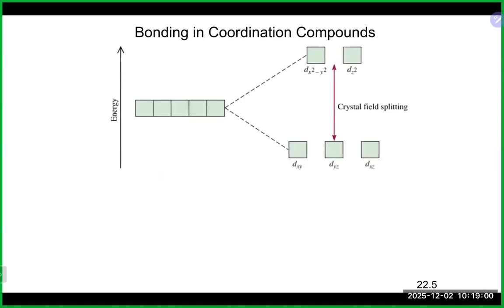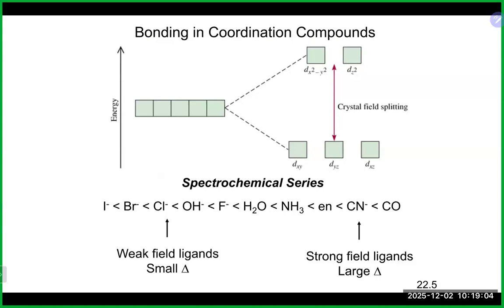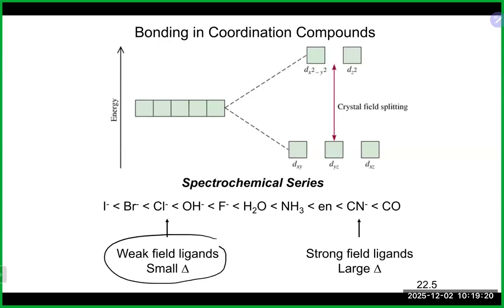All right, then let's talk about this splitting. How do we know whether or not we will get a big split between these d orbitals or a smaller split? It has to do really with the ligands that are present. And this is the spectrochemical series. On the left-hand side, we have weak field ligands. On the right-hand side, we have large field ligands.